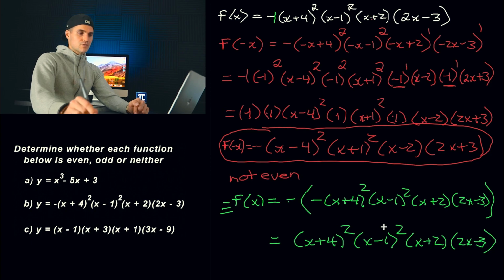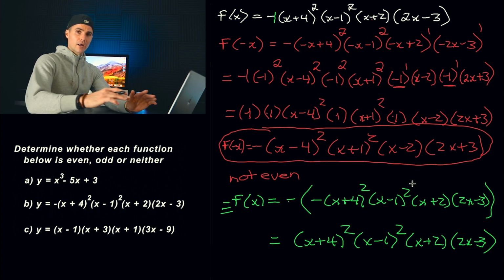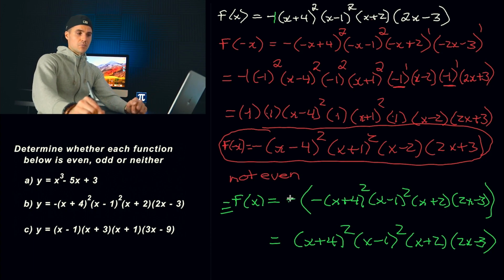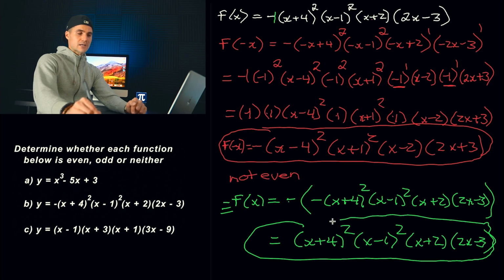Okay, so if this was expanded, if it was an expanded polynomial like in part A, you'd have to distribute that negative inside everything. But when it's factored like this, everything is multiplying, not adding or subtracting. Just multiply the negative 1 with whatever is in front there, right? So that is the expression for negative f of x.